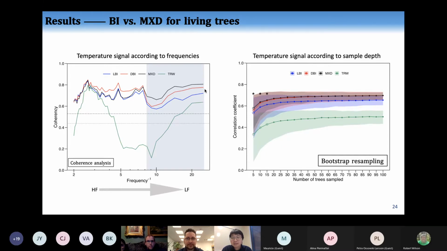Yeah, I think it would also be interesting to see, as Jesper suggested, with the delta density, how that coherence would look. Okay, I would like to try that.